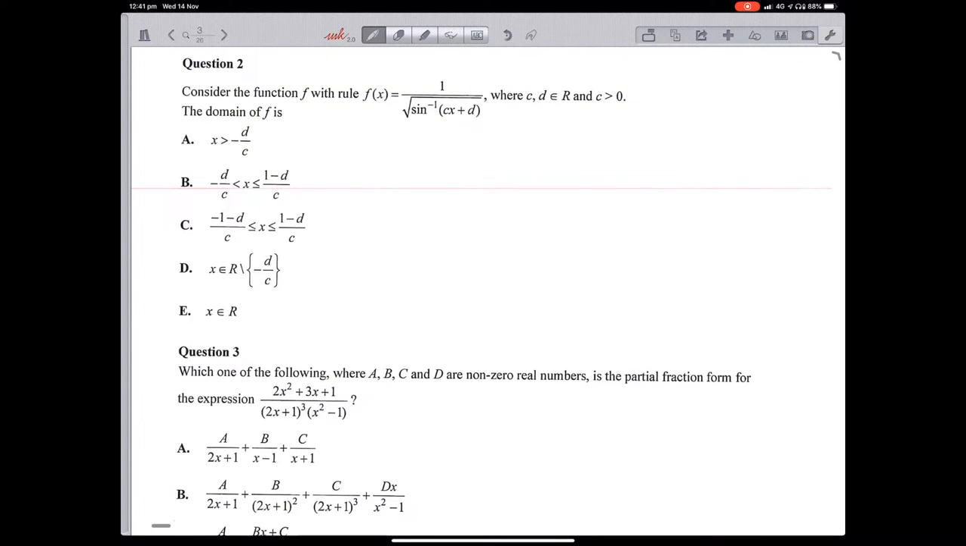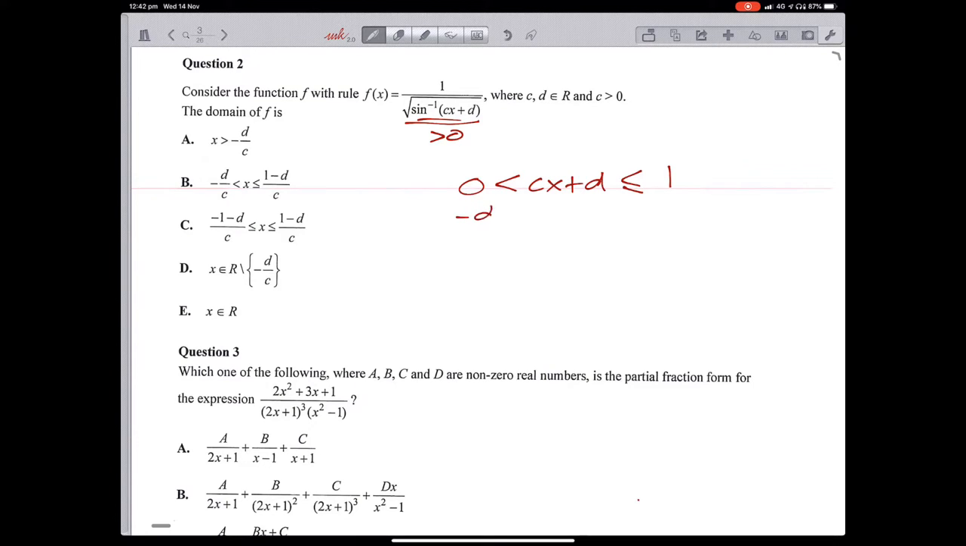Okay, consider the function with rule f of x is 1 on root sine inverse c of x plus d. We know that sine inverse is between negative 1 and 1, but in this case it's got to be greater than 0, because we can't divide by 0 and we can't square root negatives. So we can say 0 is less than cx plus d, which is less than 1, or could be equal to 1.